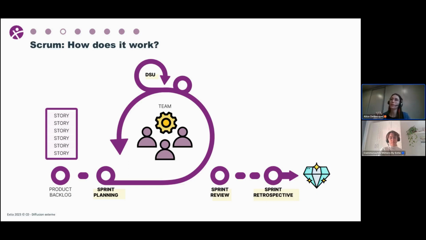So let's see one after one the four Scrum events that exist: sprint planning, daily stand-up, sprint review, and sprint retrospective.